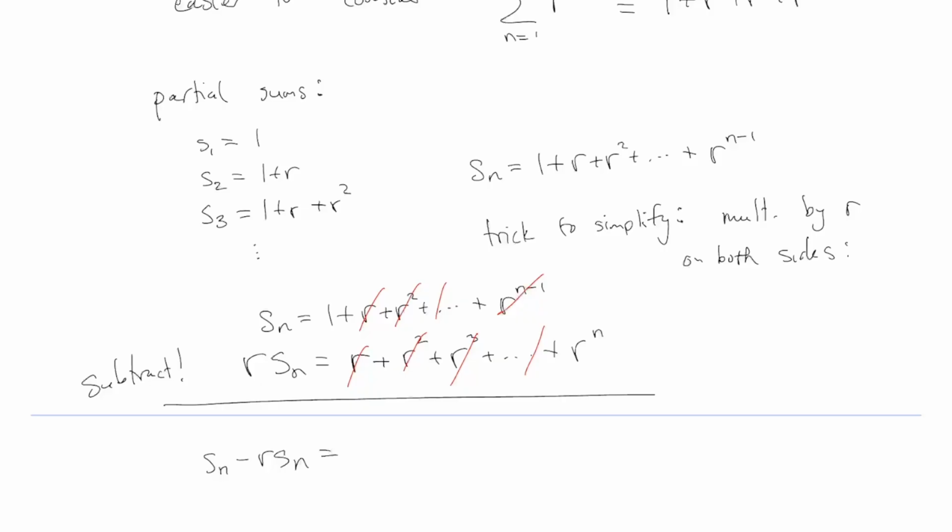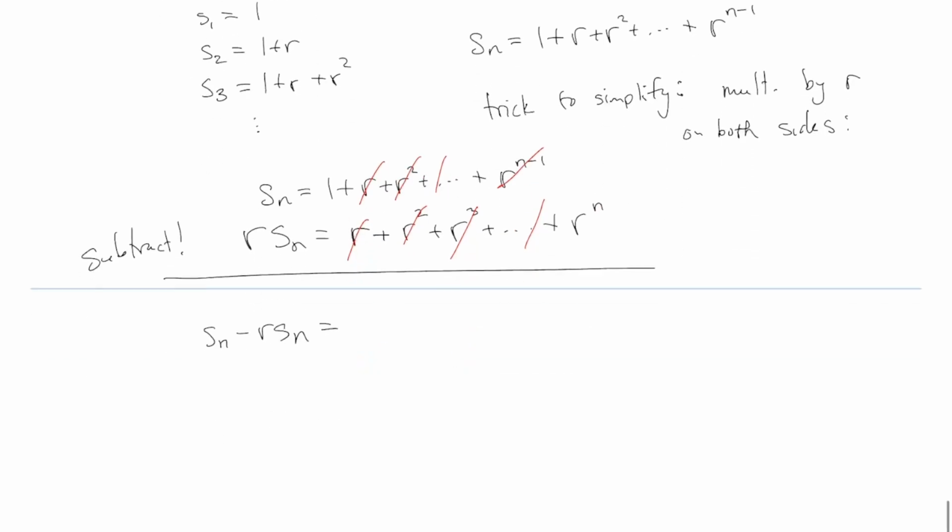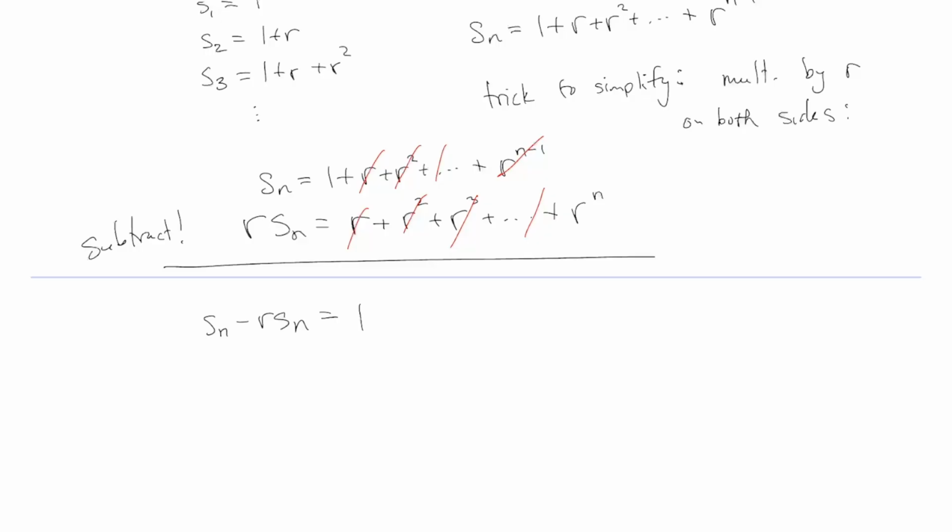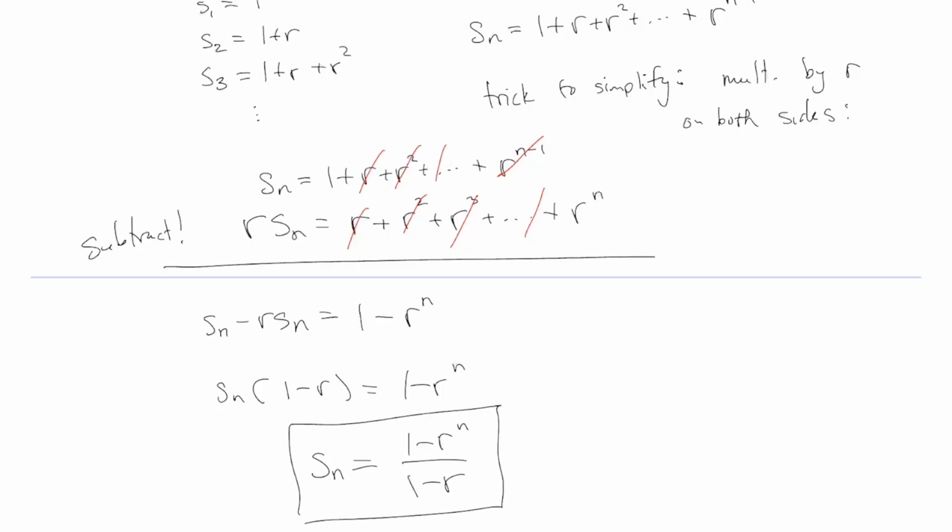So what I get on the right-hand side is 1, which did not cancel, and then r to the n, which did not cancel, but it's minus r to the n because I was subtracting the top one minus the bottom one. But check it out. Here, we can solve for Sn. I factor on the left, Sn times 1 minus r, and then finally divide, like so. This is a formula for the partial sums.